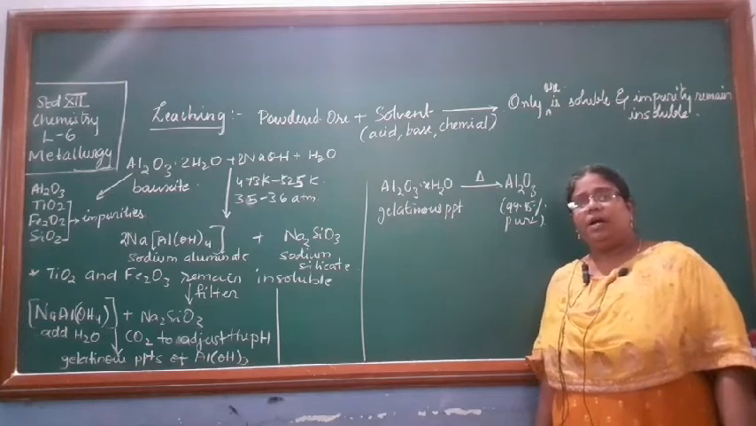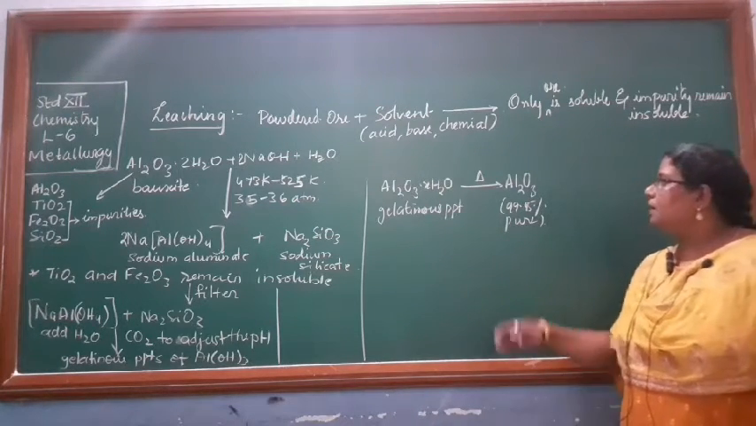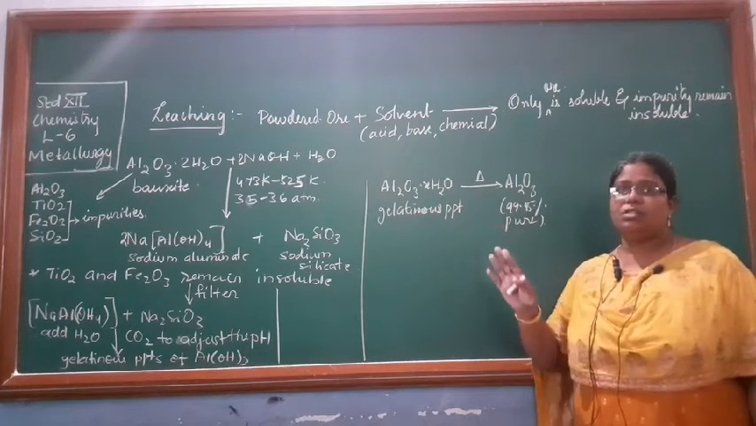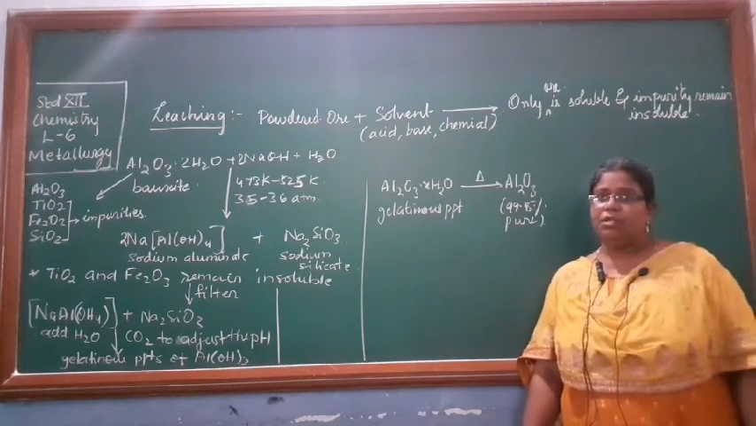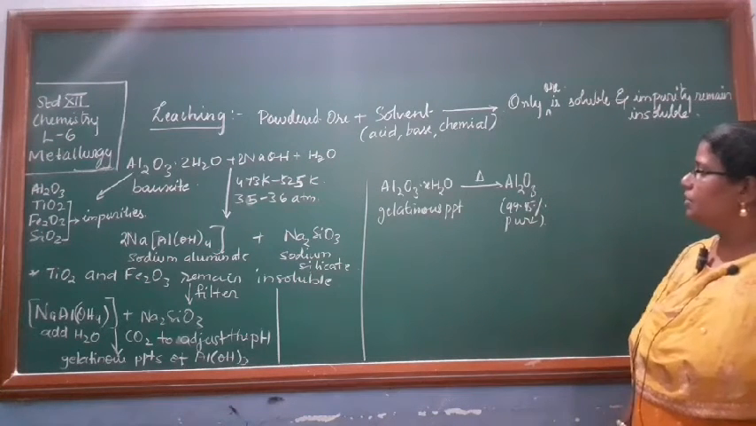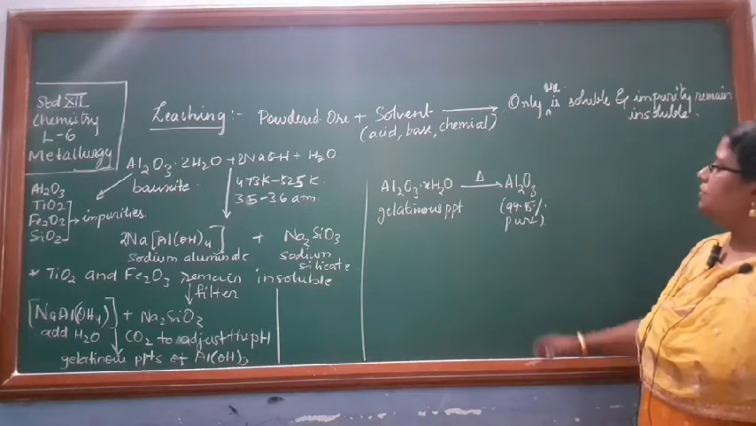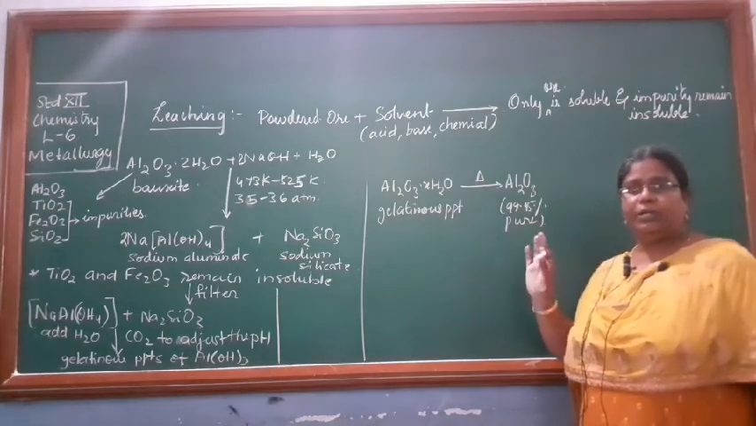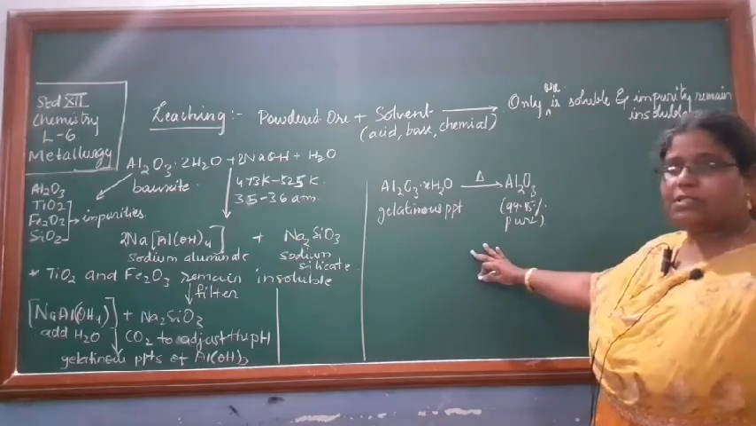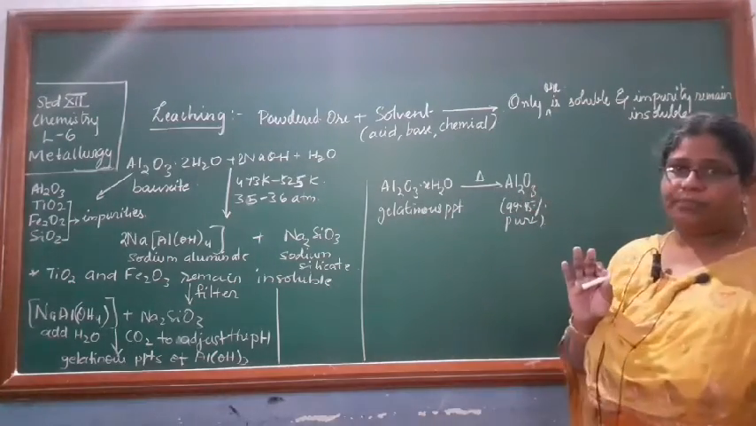First of all, aluminium is a highly reactive metal. The carbon will have more affinity for the oxygen than the aluminium, so the reduction won't be carried out that way. Therefore, it will be carried out by electrolytic reduction. Okay? So this is one of the leaching processes. You have concentrated your ore.